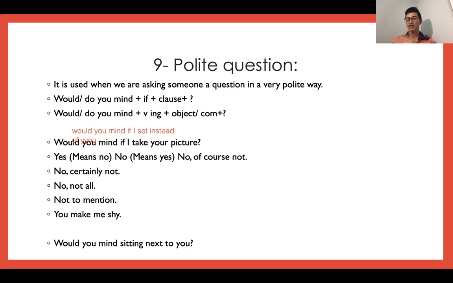So use a negative answer to give a positive meaning, and a positive answer to give a negative meaning, okay? Just like that. So look at this example here. Would you mind sitting next to you? Okay. So it is more common in spoken English. While you are speaking with native speakers, usually they use that a lot for polite questions, okay?